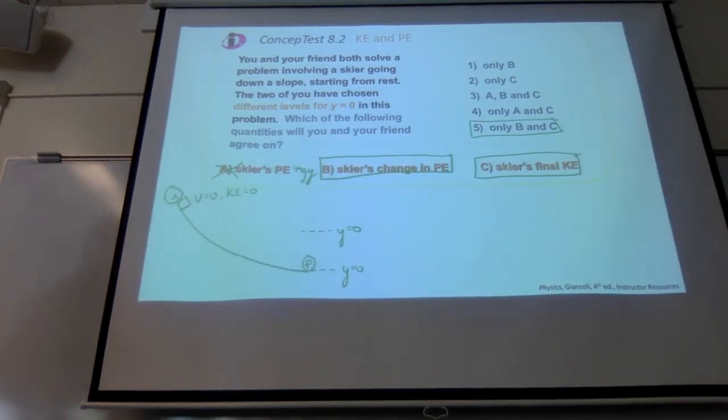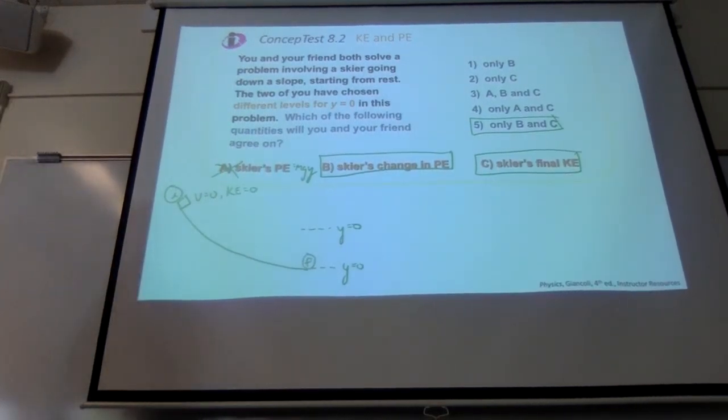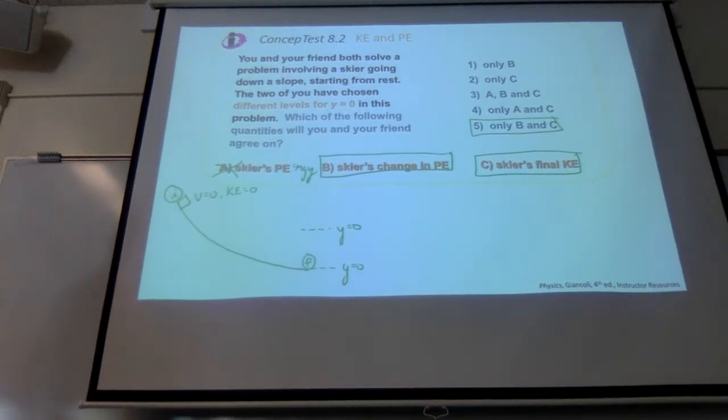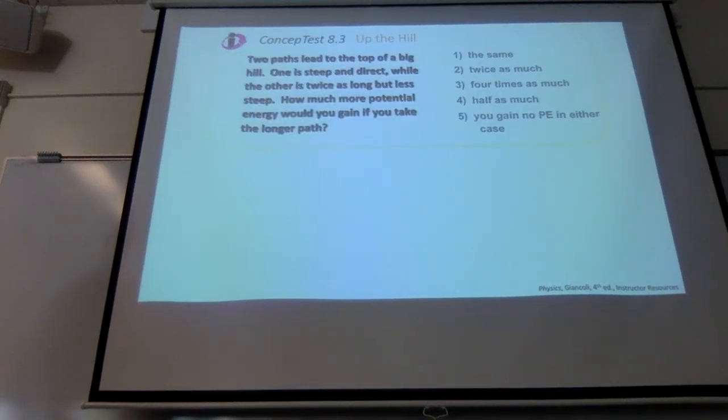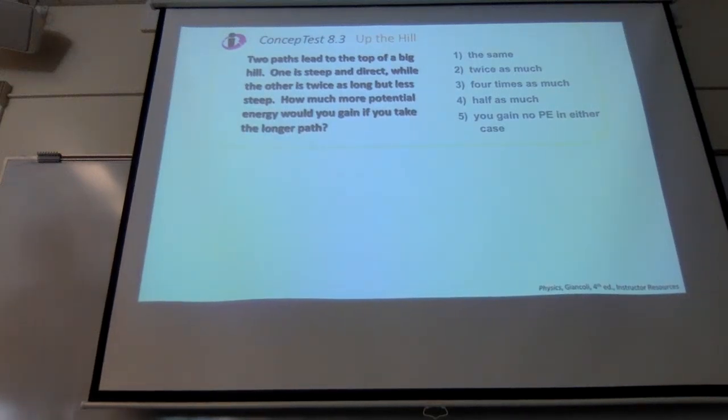Okay? So this points out the fact that y equals 0 doesn't matter. It's the change in potential energy and the fact that that affects how much kinetic energy you have that really matters. All right? Let's see. What about this? Two paths lead to the top of a big hill.